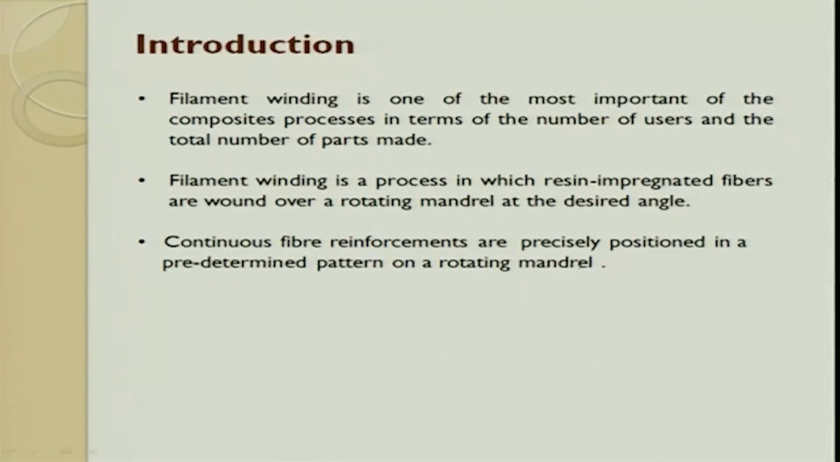As I said, filament winding process is one of the most important composite manufacturing processes. So, here we make a lot of parts. In terms of number of users and the total number of parts made, it is a process wherein the resin is impregnated with a fiber and it is wound around a rotating mandrel at the desired angle. So, how did you get the desired angle? Depending upon the properties you have.